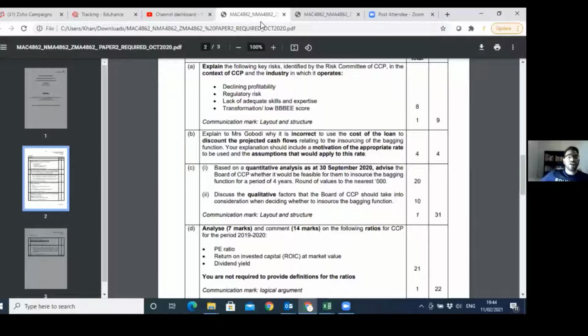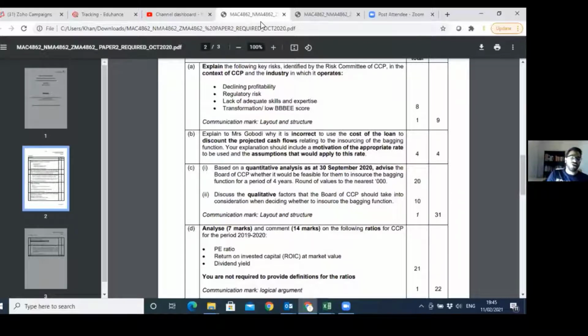Remember, our contract with Bags for Africa is 2024. So if we go ahead with this, we're going to have an early termination, and hence we will have to pay that penalty. Now they say advise the board of CCP whether it would be feasible for them to insource the bagging function for a period of 4 years. You see the word advise. That is an investment project for a period of 4 years, a long-term investment project. You need to advise the board on the feasibility of a long-term investment project.